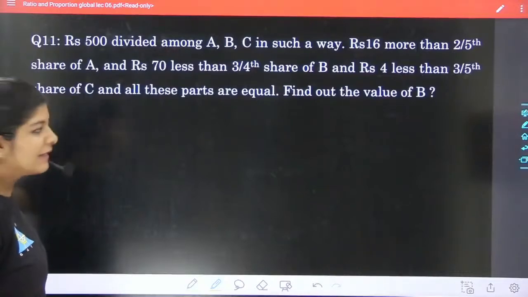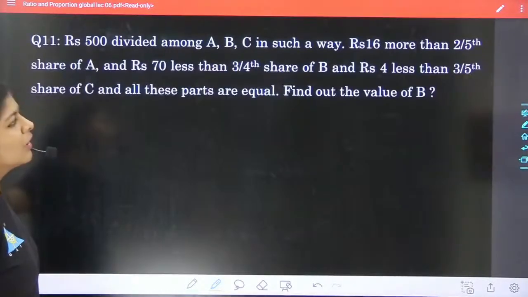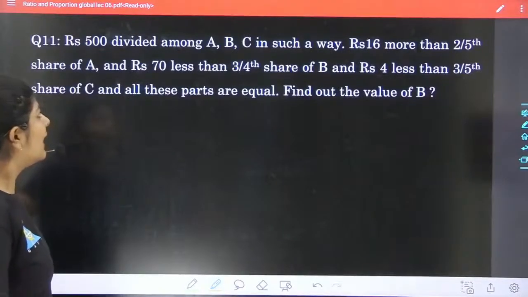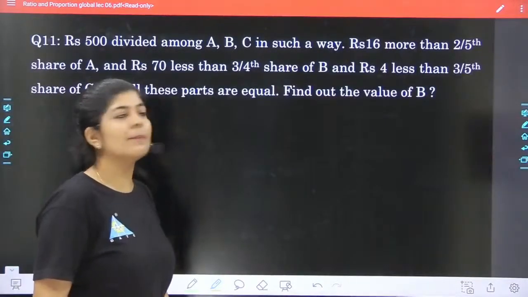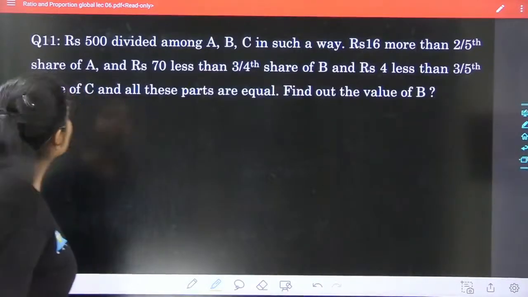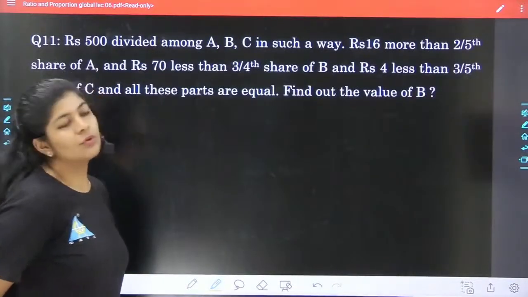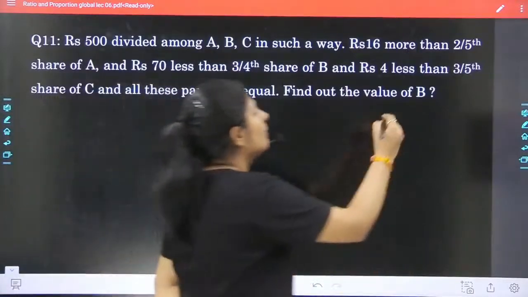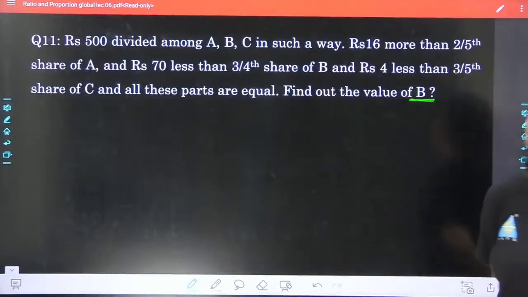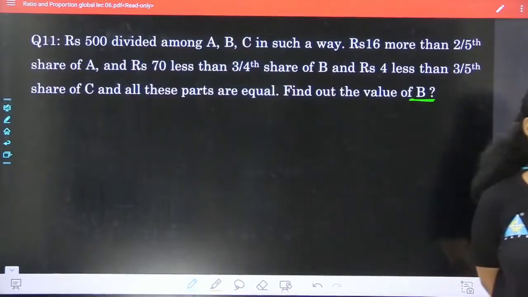Rupees 500 is divided among A, B, C in such a way that rupees 16 more than 2 by 5th share of A, and rupees 70 less than 3 by 4th share of B, and rupees 4 less than 3 by 5th share of C, and all these parts are equal. We have to find out the value of B. We already discussed a similar type of problem, so calculate the value of B in this question.